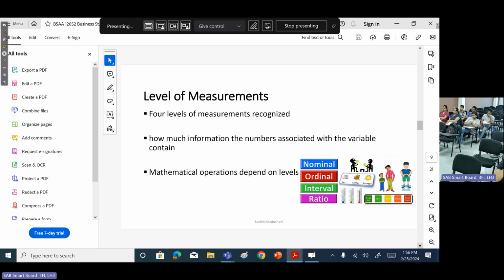Now it's clear: a variable is any measurable characteristic or attribute. These variables are divided into two categories, quantitative and qualitative. Quantitative means what? A variable that can be measured numerically we call quantitative. A variable that cannot be measured numerically we call qualitative. Then quantitative variables can be divided further. What are the two types of quantitative variable?